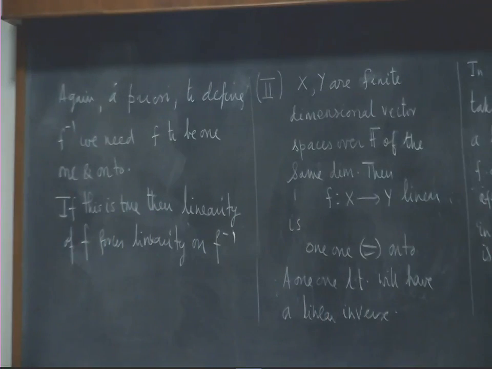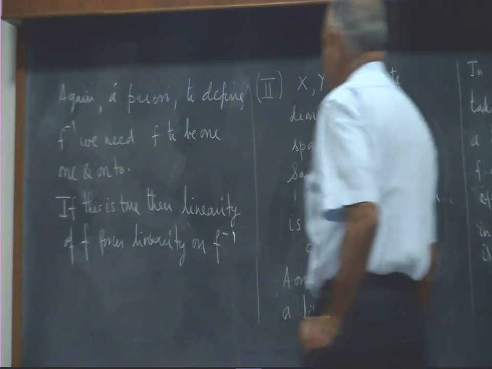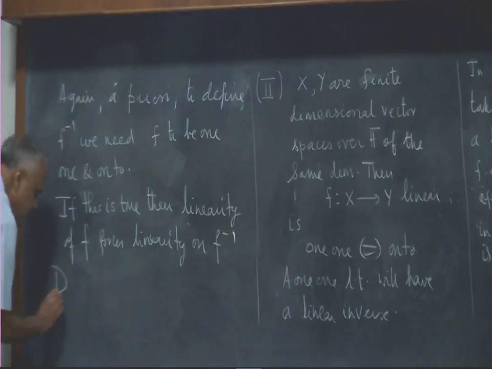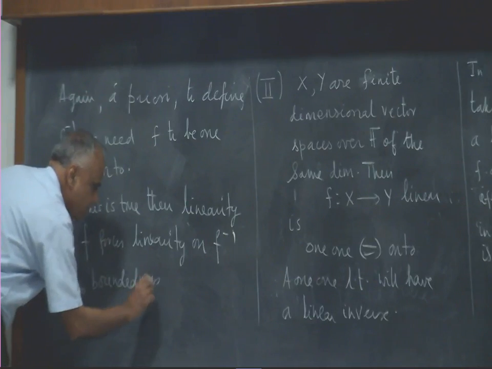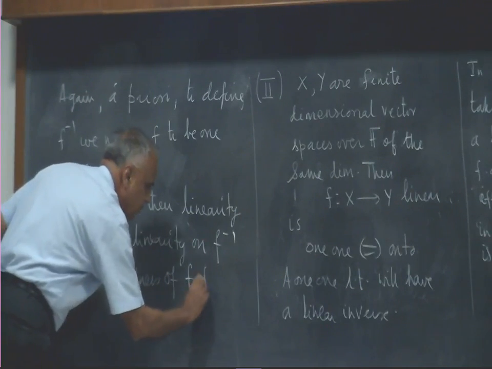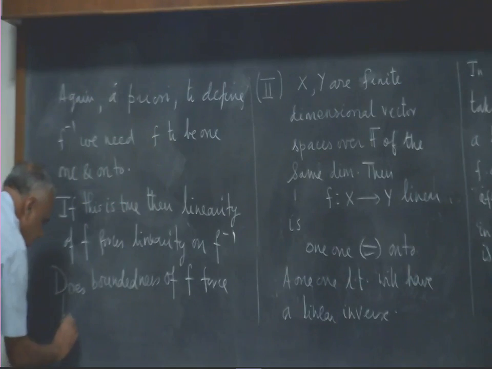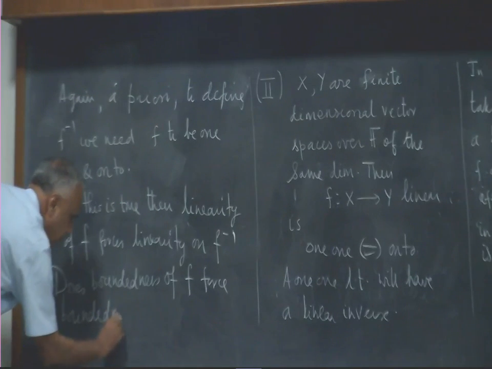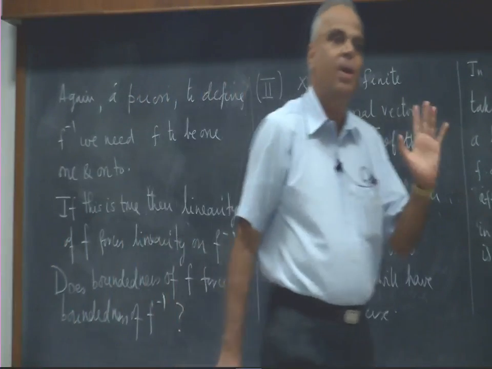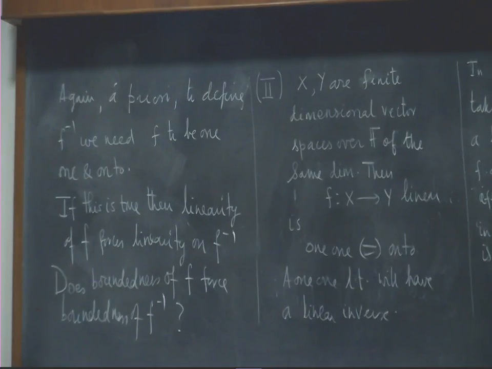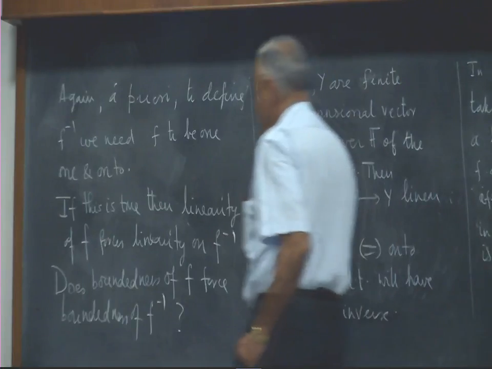So one hope is probably that the boundedness of f forces boundedness of f inverse. Does boundedness of f force boundedness of f inverse? If so, then we have succeeded. If we have 1-1 and onto, then the inverse is there, it is linear, and boundedness, everything we get. So the question therefore is, does boundedness force boundedness? Let's look at some examples.